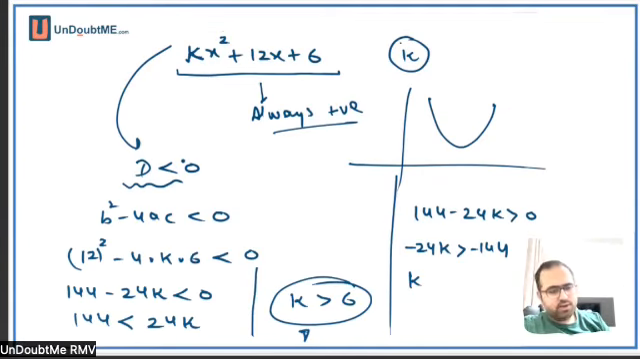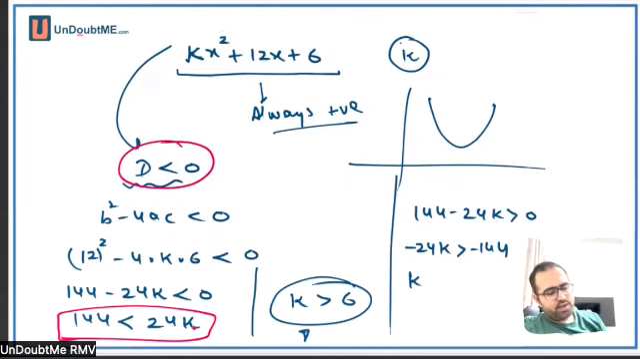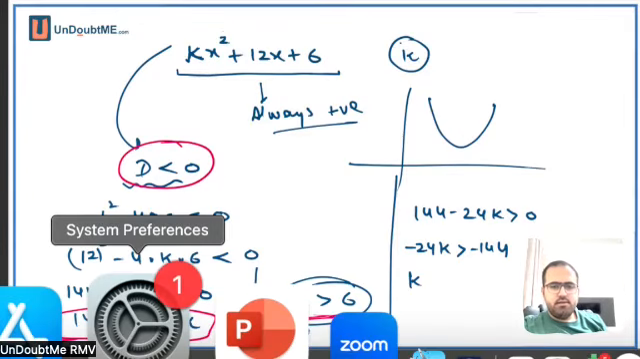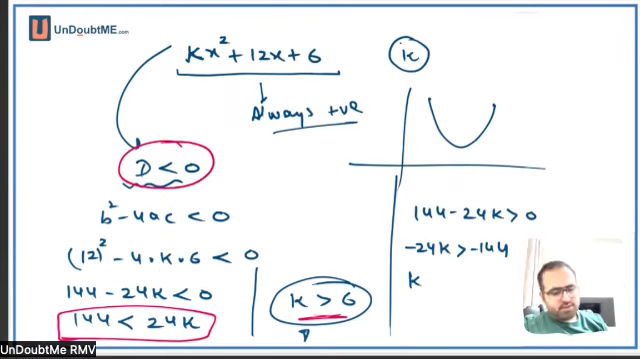I'll check your answer later. This is the concept where d is negative, and from there we got this. Yes, sir. Till here, do you have any doubt? No, sir. Like 144 is less than 24k, that will give me k is greater than 6. Yes, sir. Now, what you have done, let us see that.